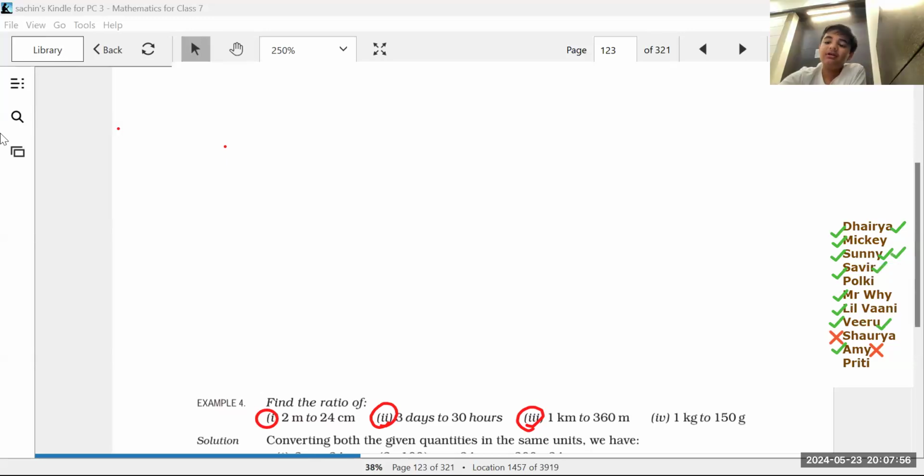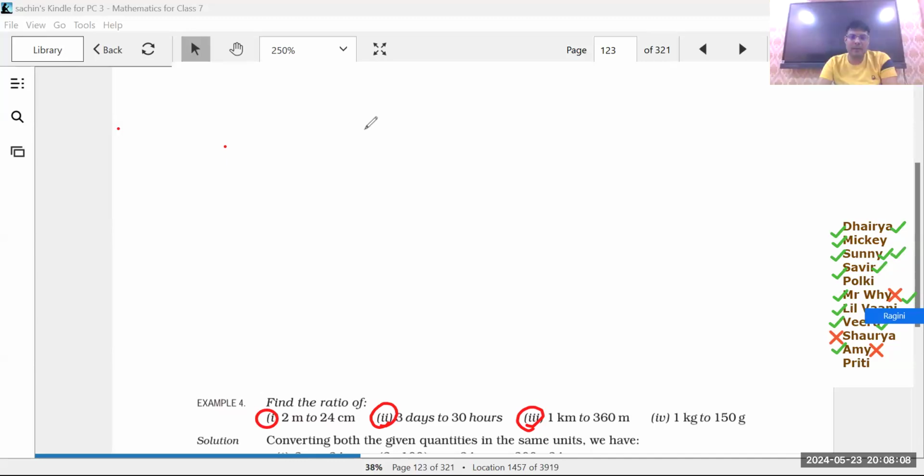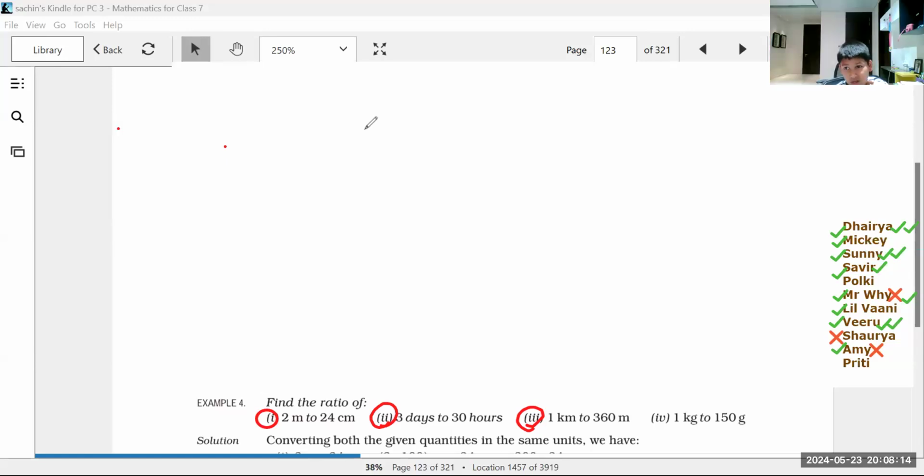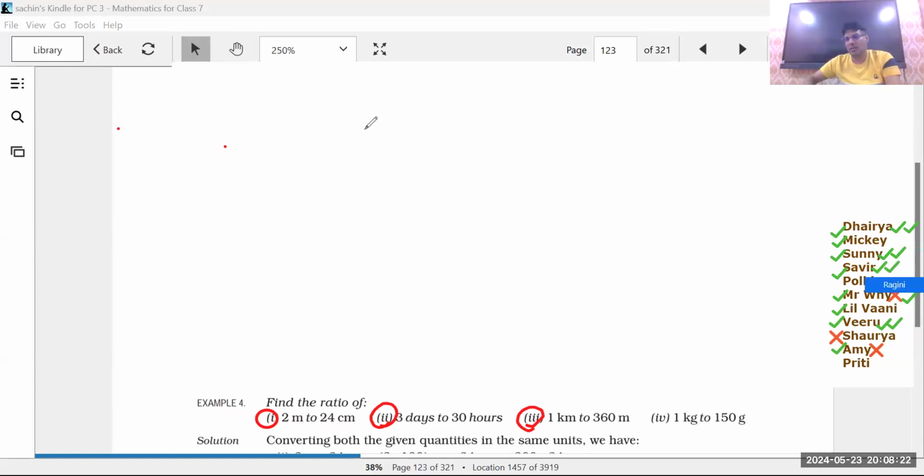Sir, should I do the D part as well? No. Mr. YY, do you need help in simplifying? So 1 kilometer is equal to 1 kilometer is equal to how many days?